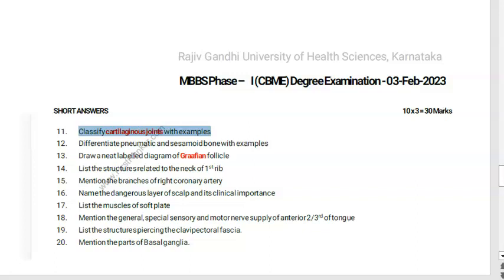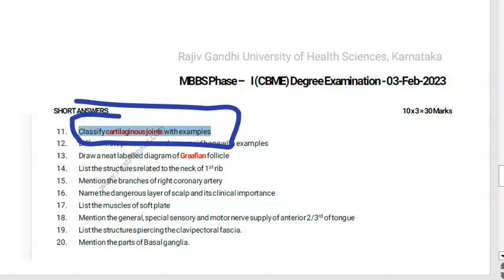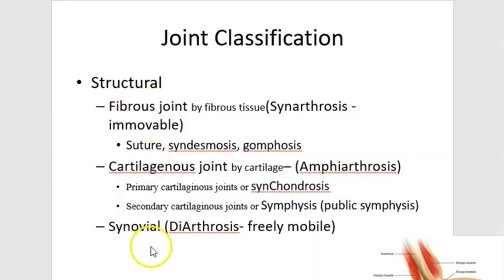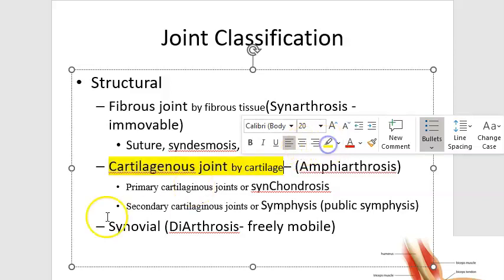Hello people, in this video let us look at this question. Classify cartilaginous joints with examples, asked for only 3 marks. What are they asking? Cartilaginous joints you have to classify, with example. So under joints you have fibrous joints, cartilaginous joints, synovial joints. In this video they are asking you only about cartilaginous joints.